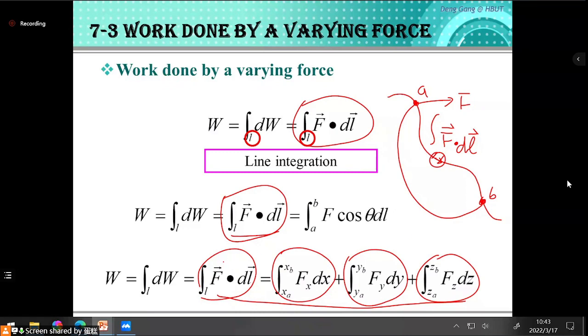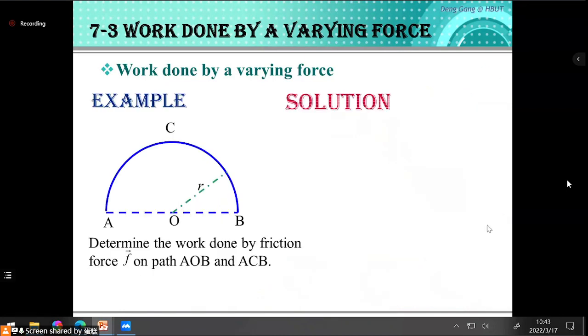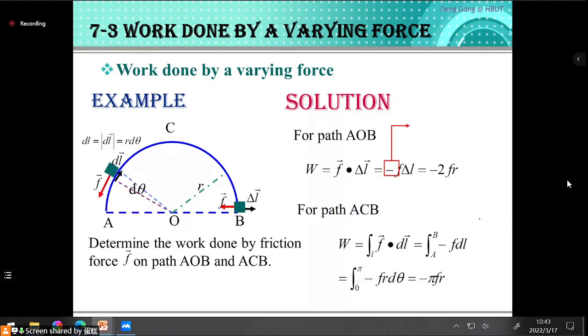So that's why here is a line integration, that means the integration along a particular path. According to this example, we can see that for the same force, the work along ACB and AOB can be different. So this example tells us that the work is associated with the particular path.